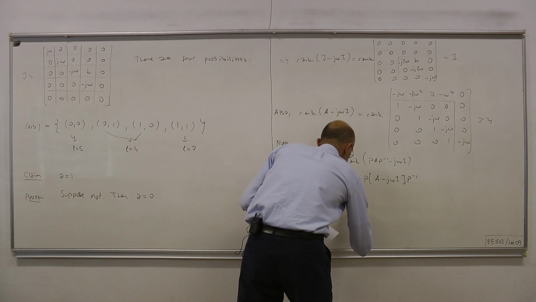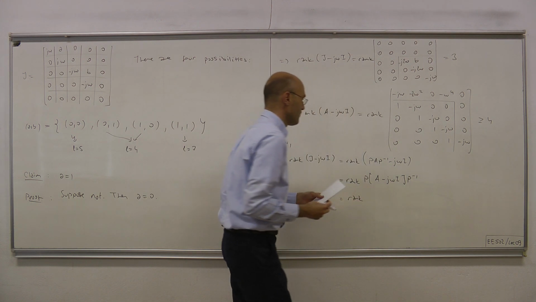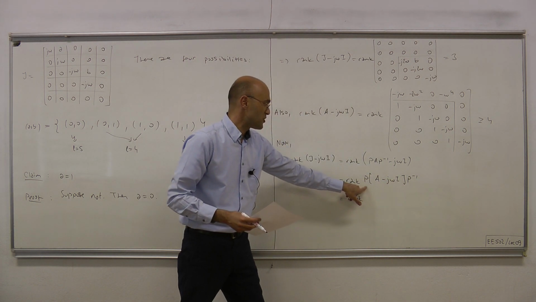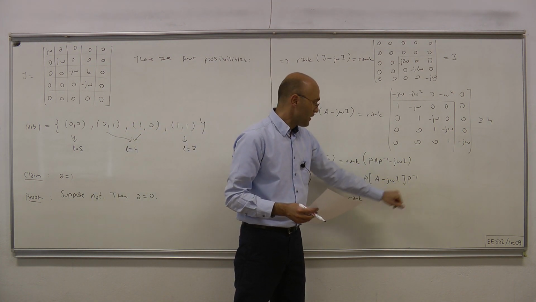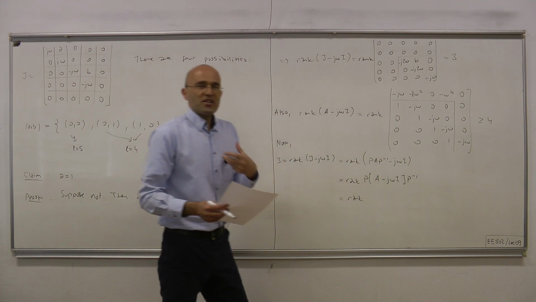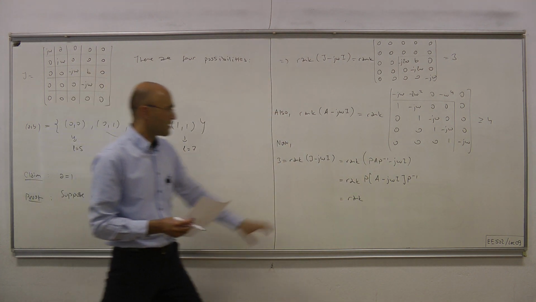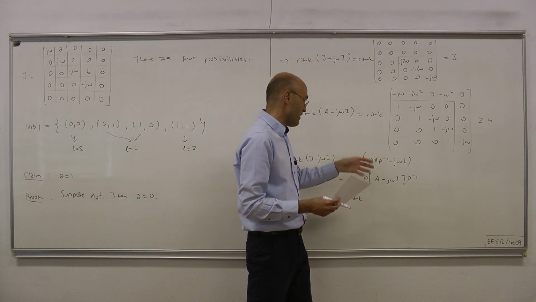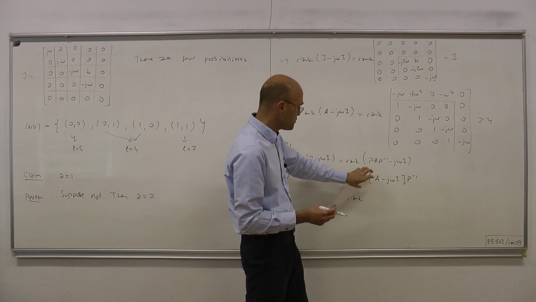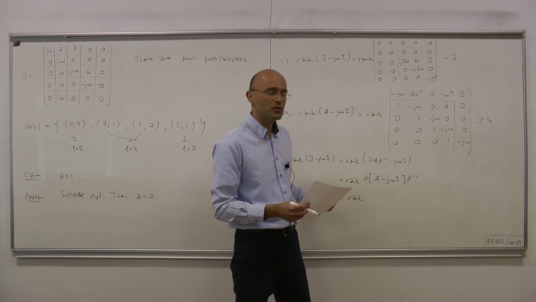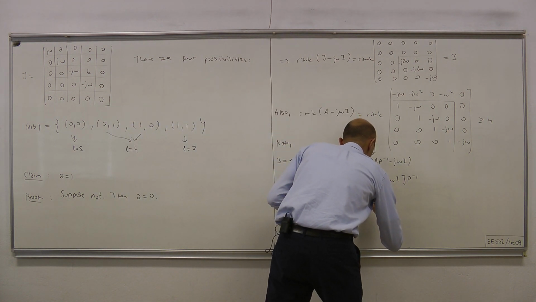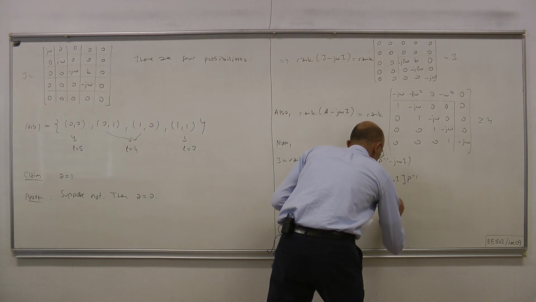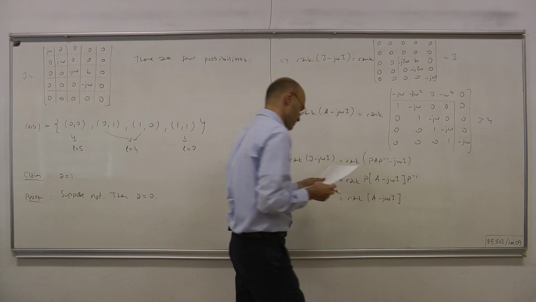And that equals rank of... now P is non-singular because it has an inverse. So this is non-singular, this is non-singular, and non-singular matrices cannot decrease the rank. They don't affect rank, so we can take P and P inverse out and still have the same rank. Okay, so rank of A minus jω I.